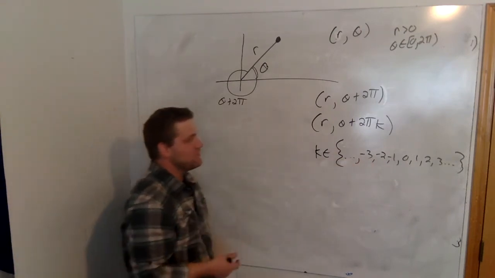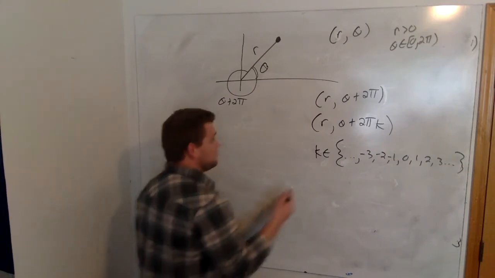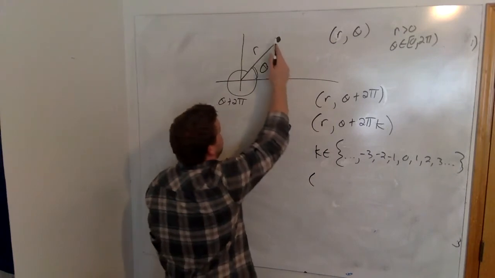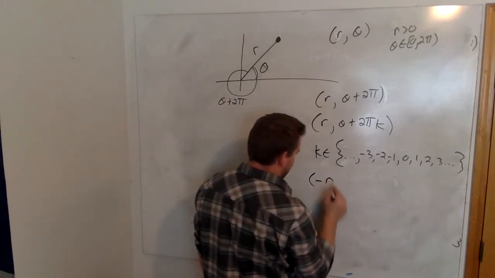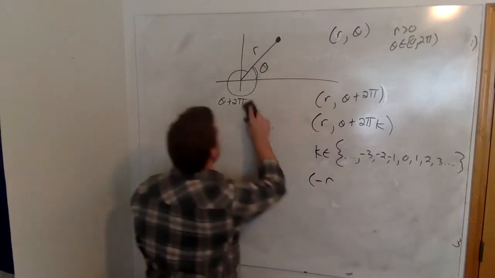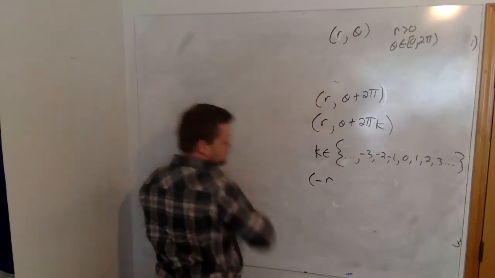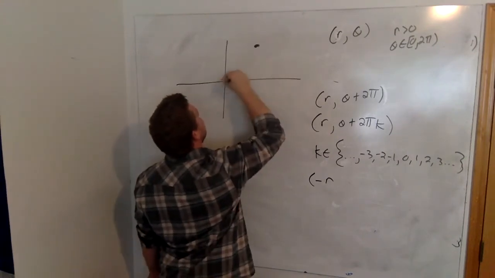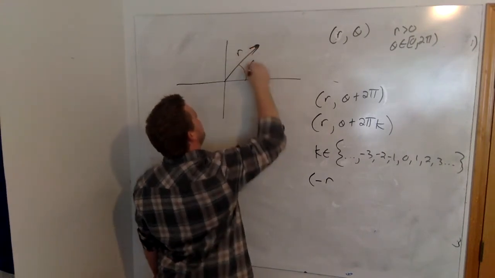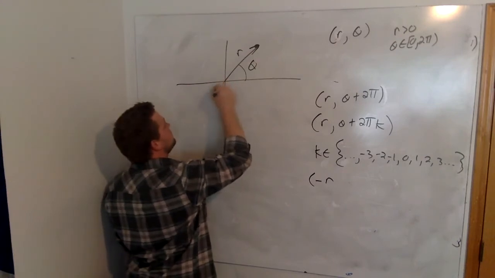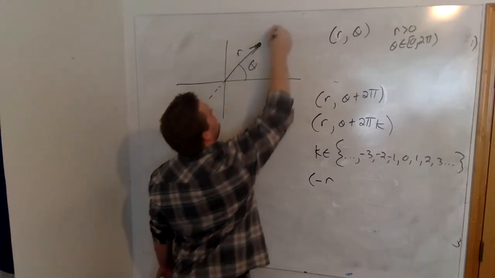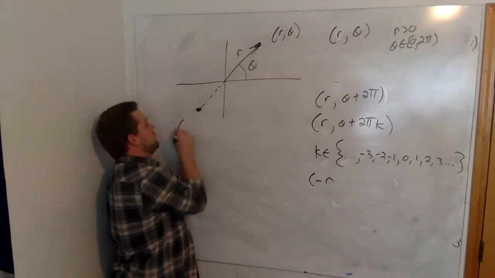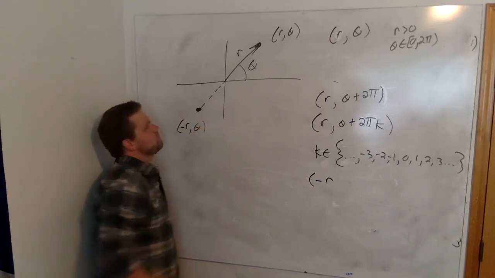But this isn't the only way we could do it. We don't just have to mess around with the angle. Another way to think about how to get to this point is with a negative radius. Let's think about what this would look like. Here's our radius, here's our angle. This is the point (r, theta). This here is going to be the point (-r, theta). So they're in different locations.